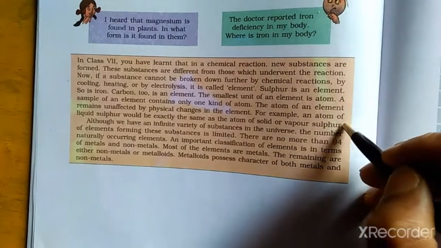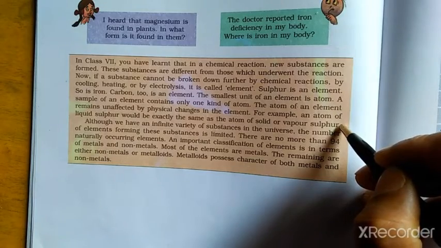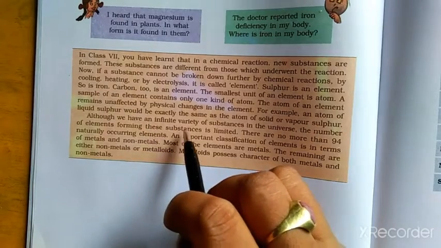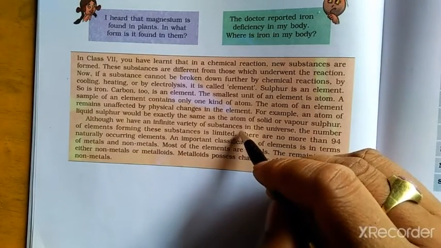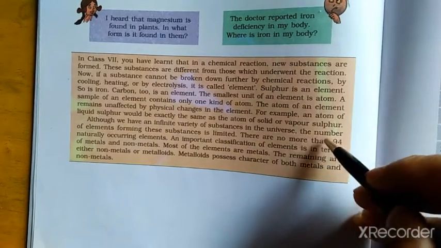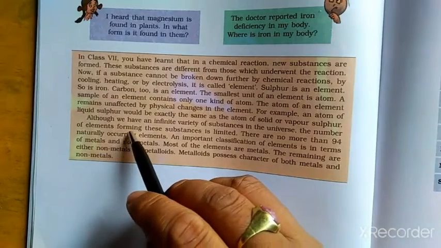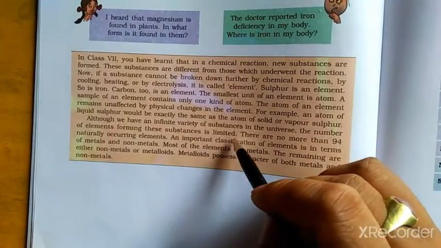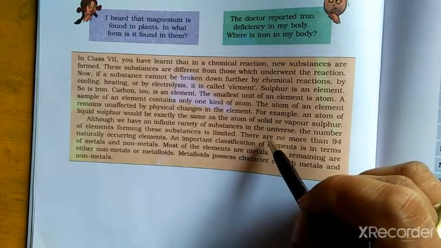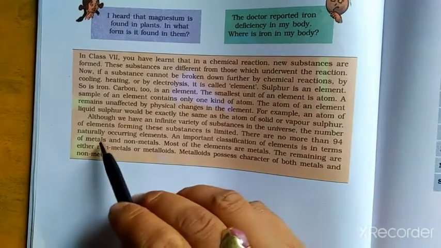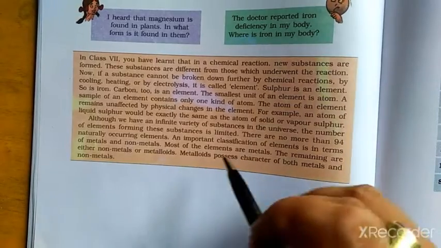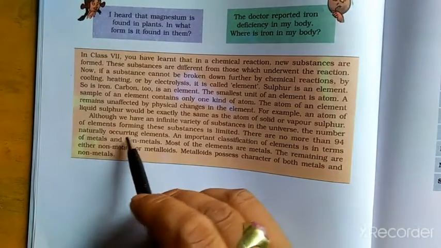This is the point. Although we have an infinite variety of substances in the universe, the number of elements forming these substances is limited. There are no more than 94 naturally occurring elements.